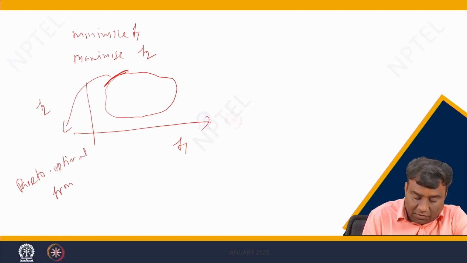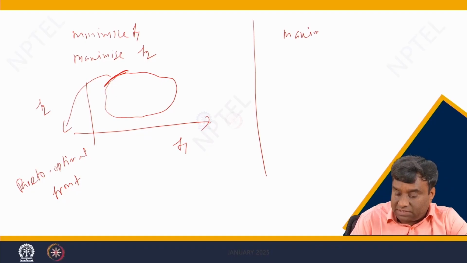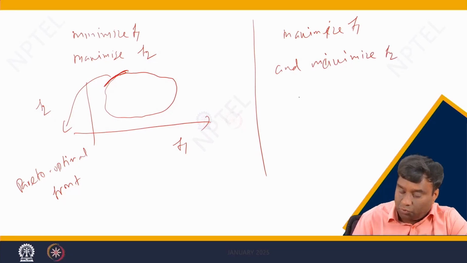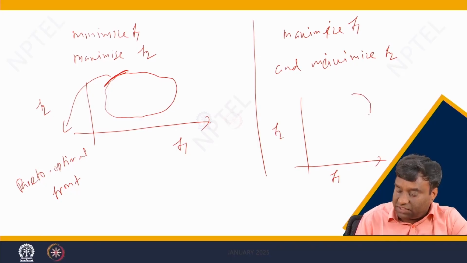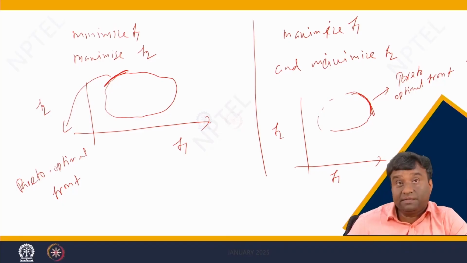Pareto optimal front. The last thing is to maximize both: maximize F1 and maximize F2. So both are maximum. This is F1, this is F2. In this region, the Pareto optimal front will lie. So this region is the Pareto optimal front. We'll discuss all these things in the future slides.